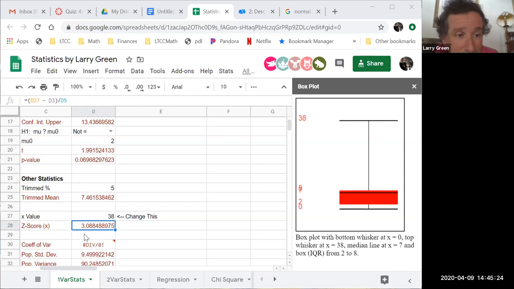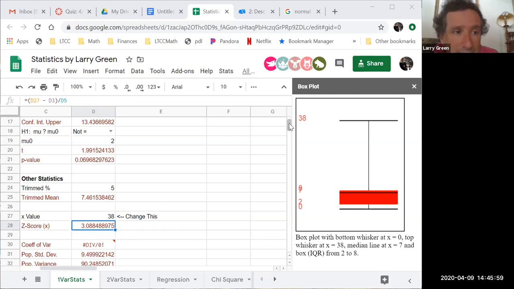Okay, this is actually bigger than 3. If the Z is bigger than 3, we're going to call it an extreme outlier, or if it's less than -3, because outliers can be on either side. So we do have an extreme outlier of about 3. And this value of 38 is an extreme outlier. Any questions on how to read this z-score and understand that 3 standard deviations are far from the mean? If you're 3 standard deviations from the mean, you're really far from it.